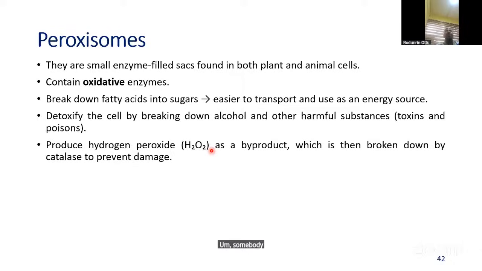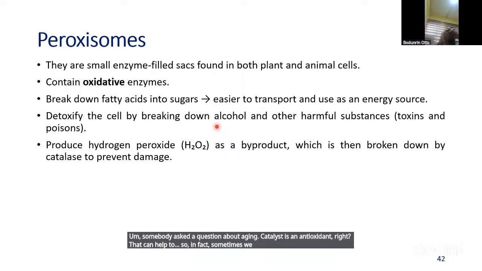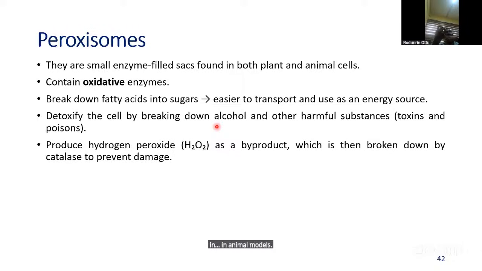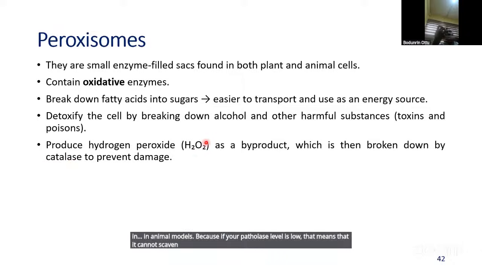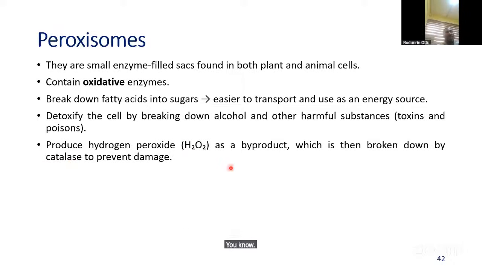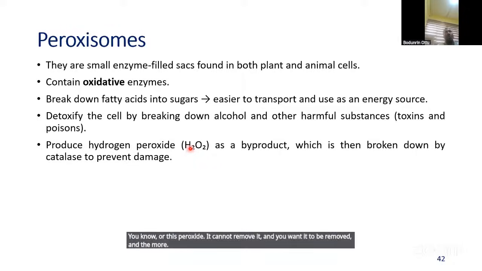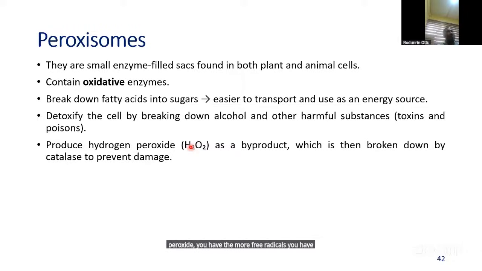Somebody asked a question about aging. Catalase is an antioxidant, right? In fact, sometimes we monitor the level of catalase in animal models, because if your catalase level is low, that means that it cannot scavenge these free radicals, or this peroxide. It cannot remove it, and you want it to be removed. The more peroxide you have, the more free radicals you have. The more free radicals you have, the more DNA damage you can have, right? So it could lead to DNA damage.